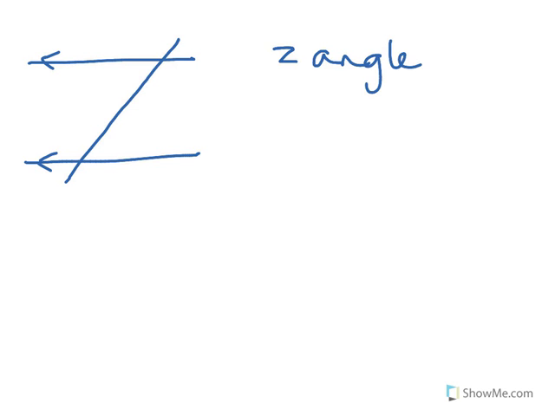Now, the angles I'm going to talk about in this Z angle are this one and this one. These two angles are exactly the same size. So if you know one of them, that means you know both of them. So let's say that this angle was 40 degrees. That means this one would be 40 degrees as well.